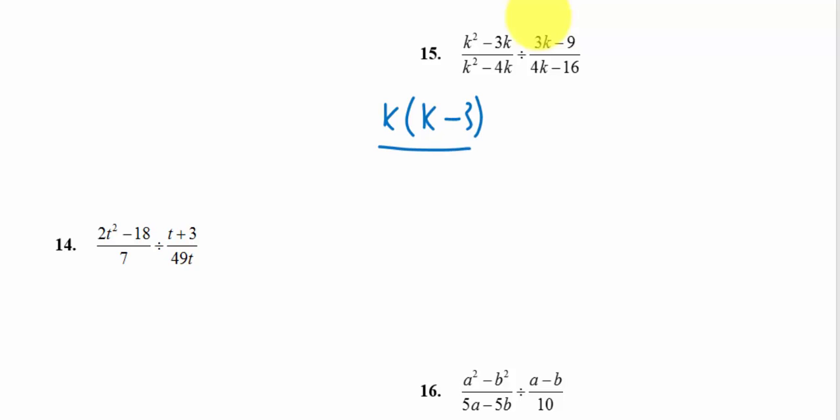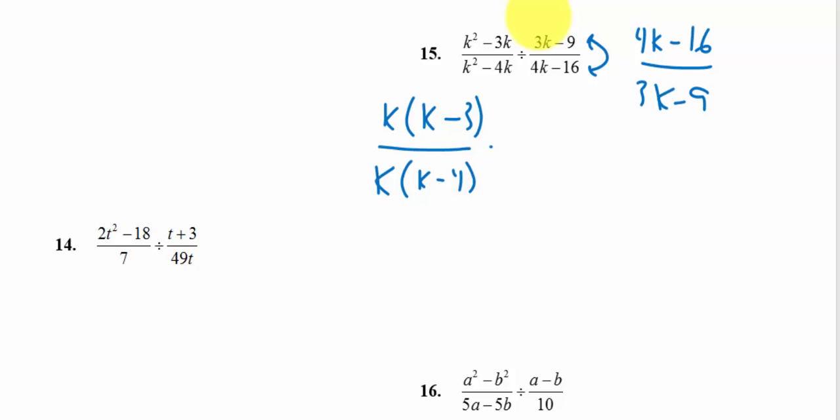And the denominator, we can factor out a k, and I will be left with k minus 4. So the first fraction is done. To change it from division to multiplication, we take the reciprocal. Right, so the 4k minus 16 will go on the top, and the 3k minus 9 will go on the bottom. And now factor, right?